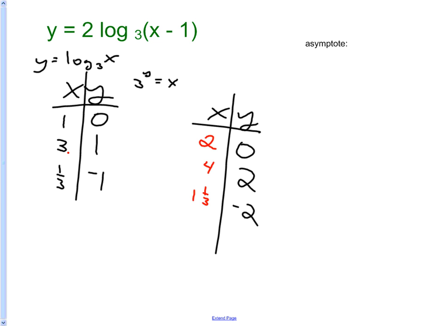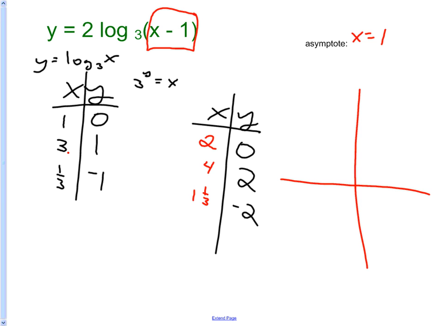And then the asymptote was, we already said that, when the argument equals 0, so that must be x equals 1. And so if I were to graph this thing, I'd have a line at x equals 1. That's the asymptote line, right? And then I'd have 2, 0, over 4 up 2, and over 1 and 1/3 and down 2. What did I do wrong? Over up there, over 1 and 1/3. Is that supposed to be negative 2? Did I mess up the 4?